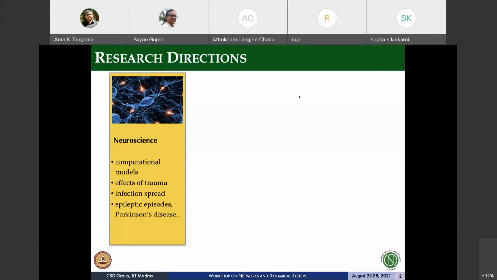One of the directions is in the field of neuroscience, and I'm not going to read out the list here. It doesn't really make sense to read out the list, because this is not exhaustive, and in the interest of time it's also not a good idea. But as you can see from the list, within this broad field of neuroscience, which is a huge field in itself, we are interested in modeling, and not only computational models, but also modeling the infection spread and explaining the effects of trauma and so on, right?